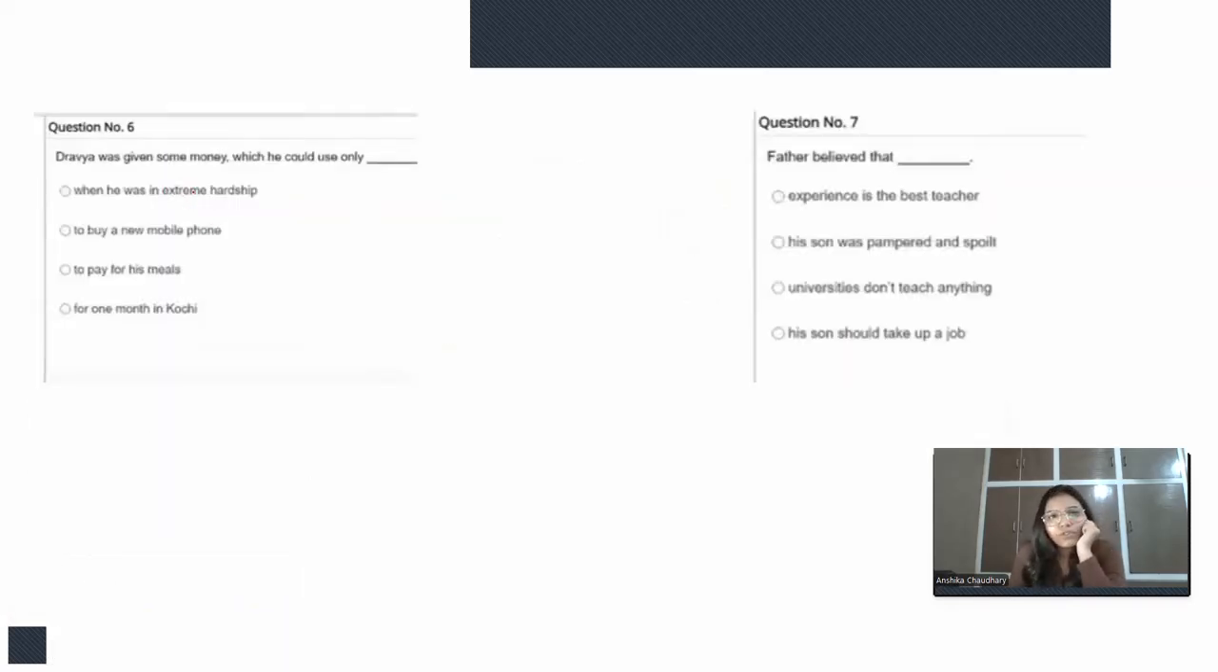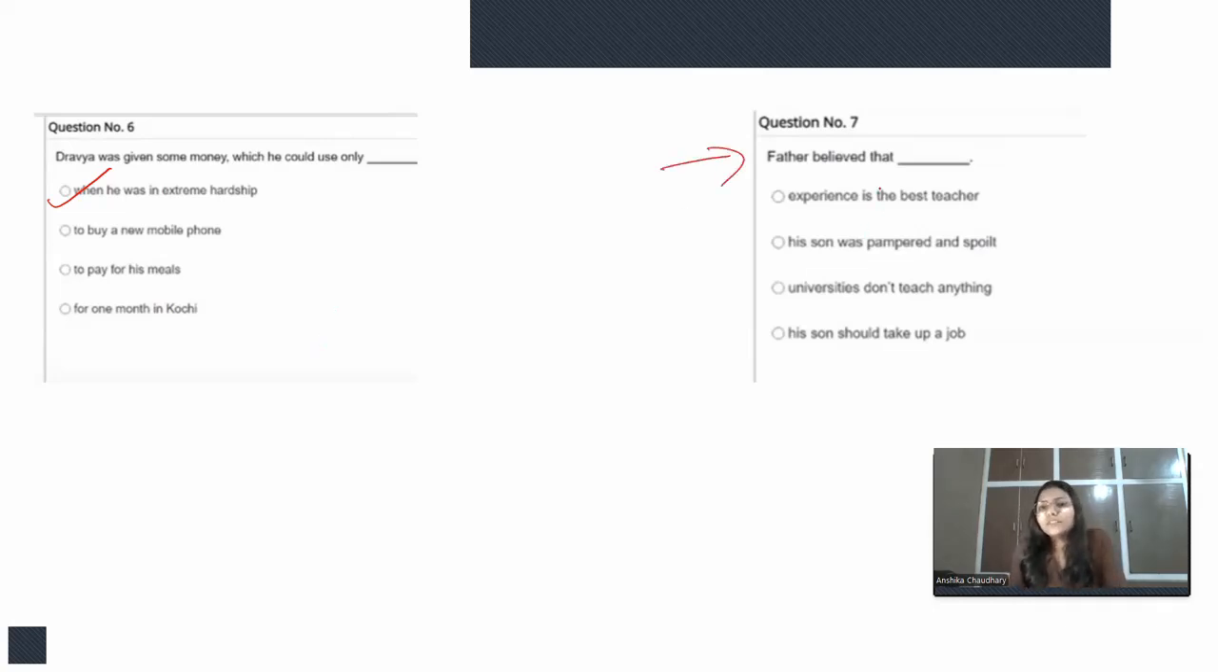The next question is: Dravya was given some money which he could use only... So the three conditions were there: one place and 7 days of work, and he can use those 7,000 rupees only in an emergency and after a month, right? So the answer would be: when he was in extreme hardship. To buy a new mobile phone, to pay for his meals for 1 month in Kochi, no. For hardships or emergency, the father said that you can use those 7,000 rupees only when you are facing some difficulty, some hardship, some emergency, right?